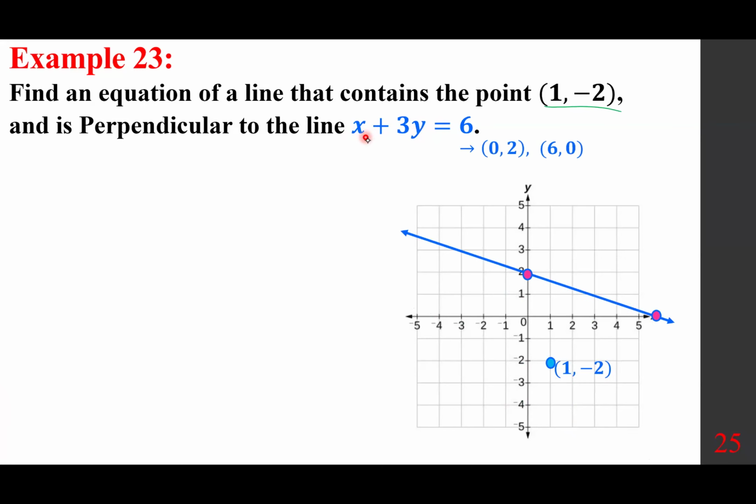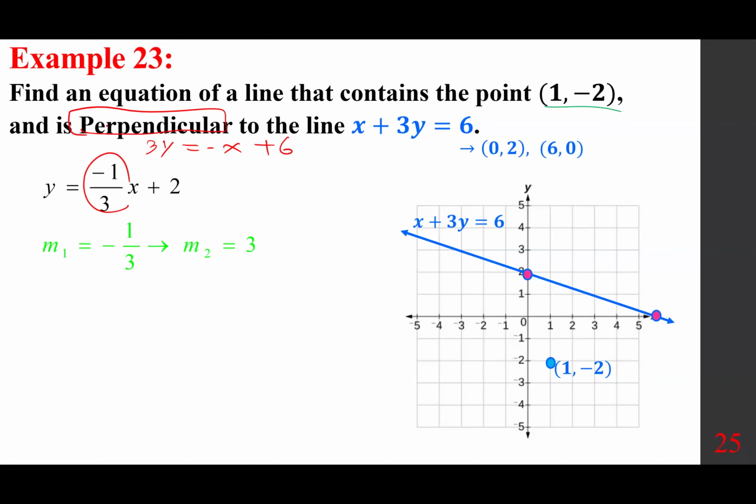And that's the line. Now we want to find an equation that contains this point and is perpendicular to this, right? So all we have to do is find the slope. The slope for this one, divide by 3 and you get negative 1/3 x plus 2. The slope for the given line is negative 1/3. The one that is perpendicular to that is the negative reciprocal of that, or positive 3.